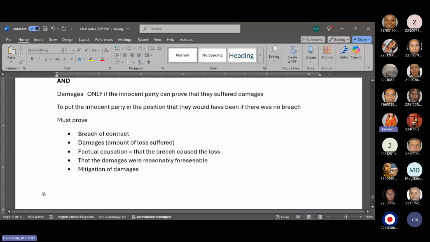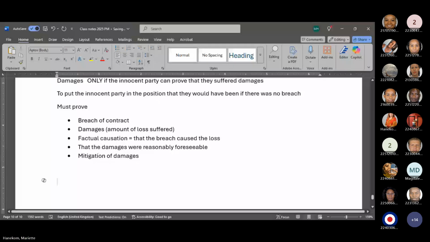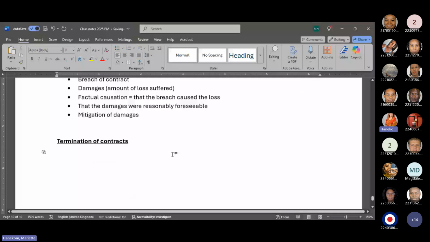Let's go on to Unit 7. We've learned so far the requirements that are necessary for a contract to come into existence. Then we looked briefly at the contents of contracts, and then we've now just looked at what happens if something goes wrong. But contracts must also come to an end at some stage, namely termination of contracts. How do contracts come to an end?